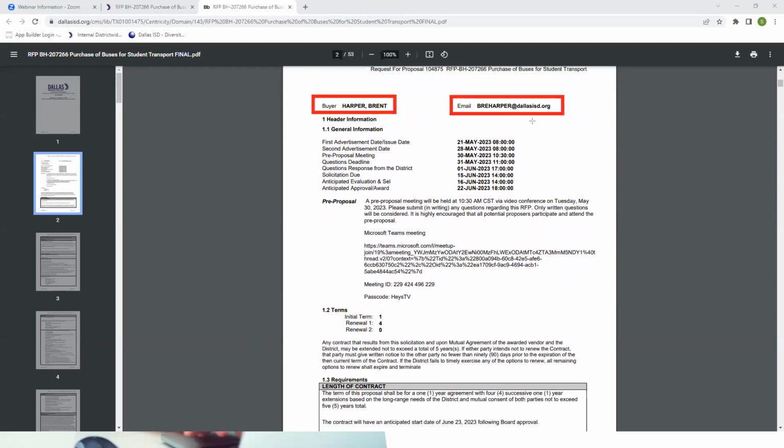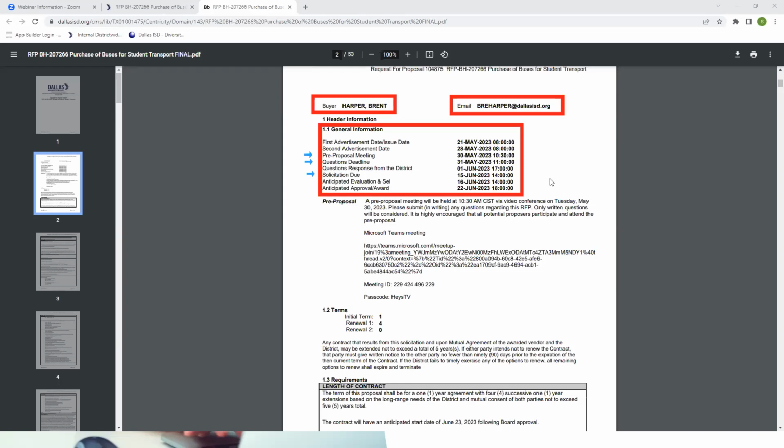Now with that, 1.1 general information here is so important. This is where all the important dates are located, the important deadline dates and all of that. I mentioned earlier, we talked a little bit about your pre-proposal meeting, your question deadline date, and when the solicitation is due. I also want to emphasize the terminology.